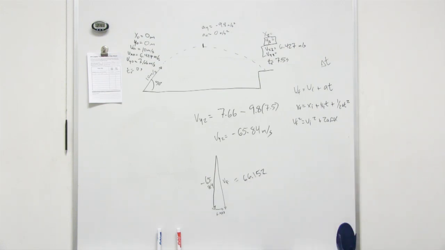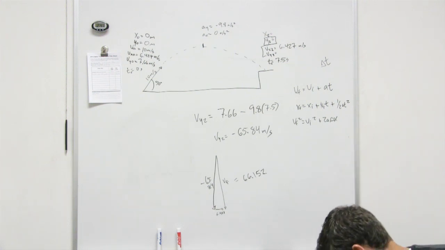And it doesn't care about the angle? Not yet. The magnitude is just the length of the vector. It might ask you what the angle is, I don't know. Okay, 66.152. Sweet.